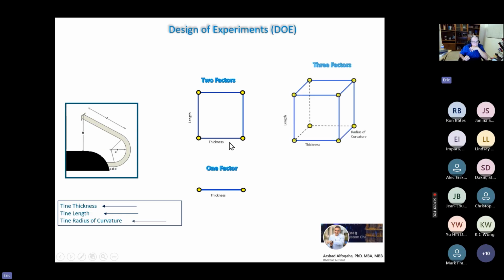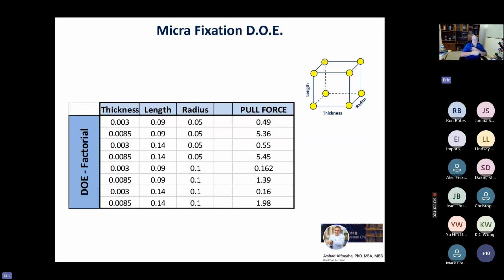But we have 3 factors. So geometrically, it's represented by a cube with these 8 combinations in 8 corners of the cube. I'm going to take that cube, move that in the next slide to the upper right. And these are the 8 runs that Arshad ran on Abaqus, the finite element analysis simulator, for his modeling. And you see for each of those 8 combinations, low, high on thickness, low, high on length, 4 lows, 4 highs on radius of curvature for those 8 runs. This first run is this corner over here. This last run is this upper right corner over there.